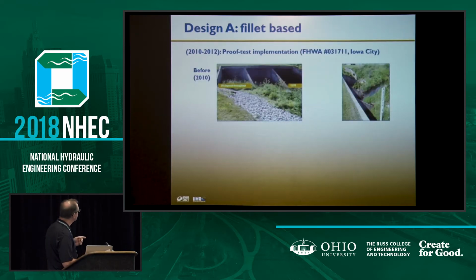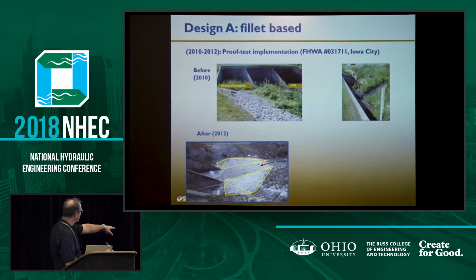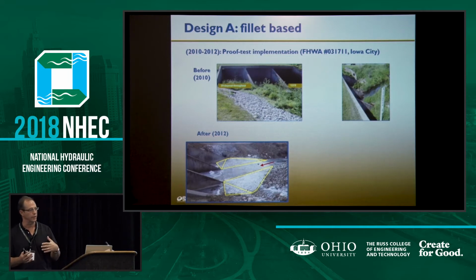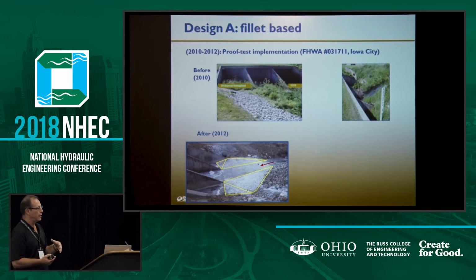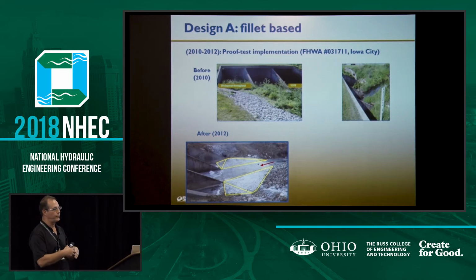And this is the Iowa City site that you saw in the previous slides, where we have a triple box in here, and this is before they went out and cleaned out the sediment. These are the wedges we put in 2012. And basically they're what we call an articulated mat. It's a mattress fabric that you can pump full of flowable mortar, and it's reinforced both longitudinally and transverse.